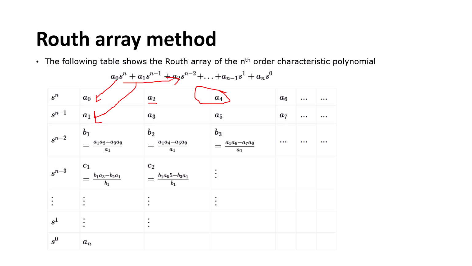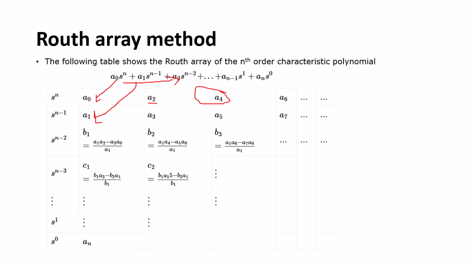First we start with the coefficient of s to the power n, which is a0. Then we skip one and write a2, then a4, then a6, likewise. Then we write the coefficient of s to the power n minus 1 and then alternate a1, a3, a5, a7, likewise.